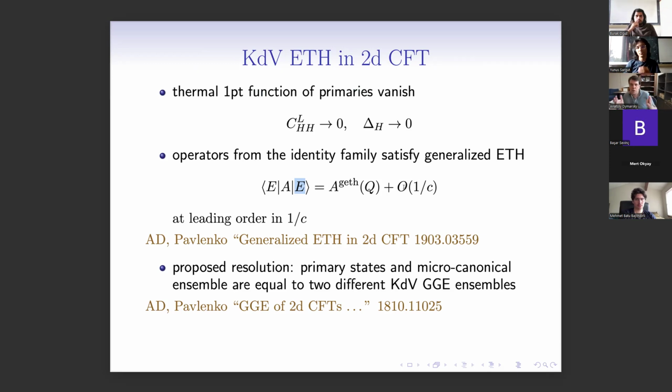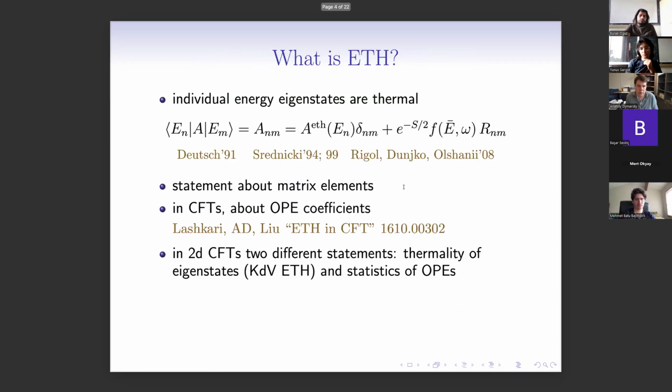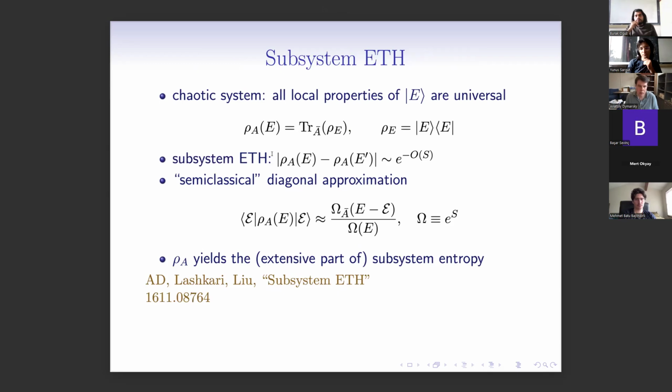If the suppression is polynomial in the system size, it means that you likely have a subsystem version of generalized ETH. And let me put that formula in front of you. This is the conventional version of subsystem ETH. You will have a generalized version such that two eigenstates should be compared only if their Qs are the same. But instead of exponential suppression in terms of the entropy, you have something like 1 over S to a certain power.